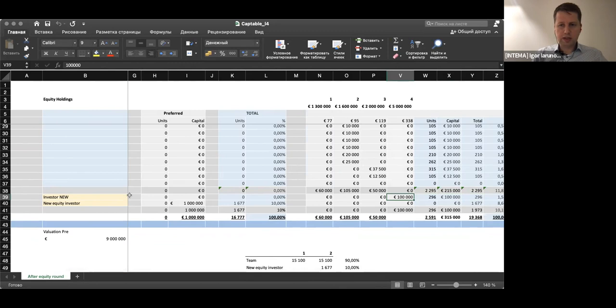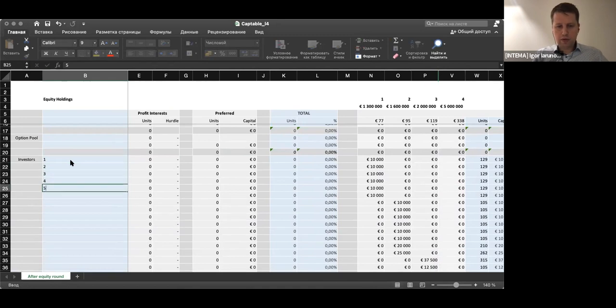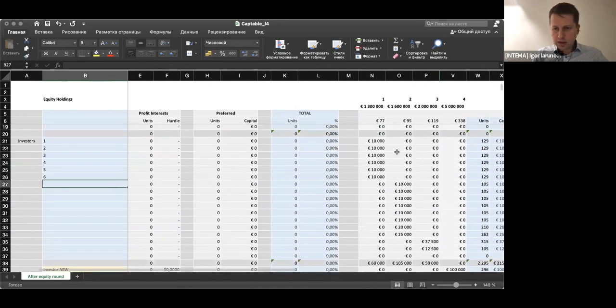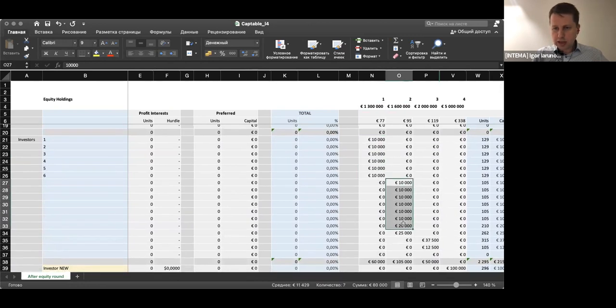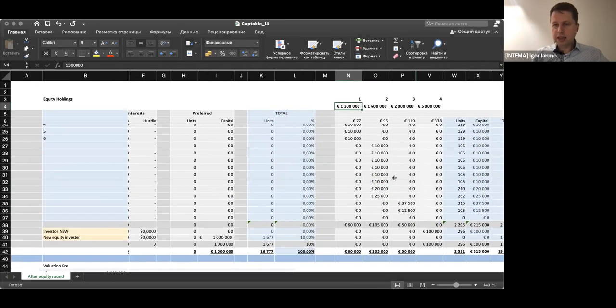I would say I have one more investor, who invests 100,000. And I have investors 1, 2, 3, 4, 5, 6, 7, and they invested with different caps on different rounds: 10,000, 25,000. I think they were angels, with cap 2, cap 1.6, cap 1.3. And these convertibles must be converted on the first equity round.